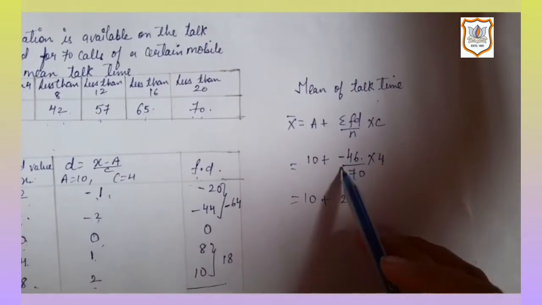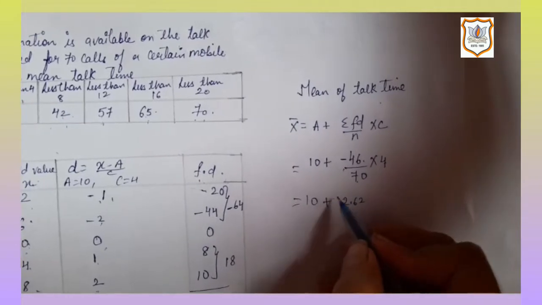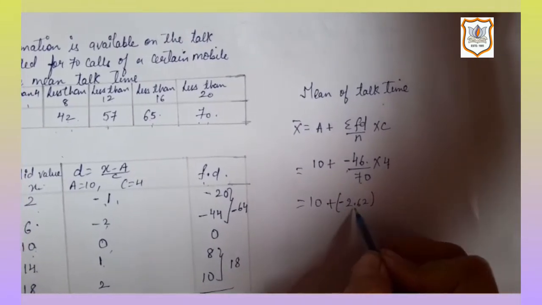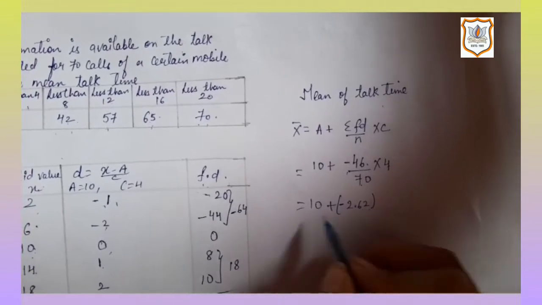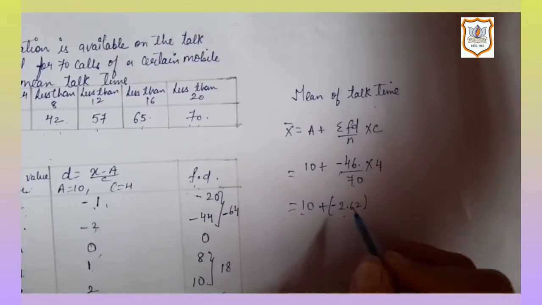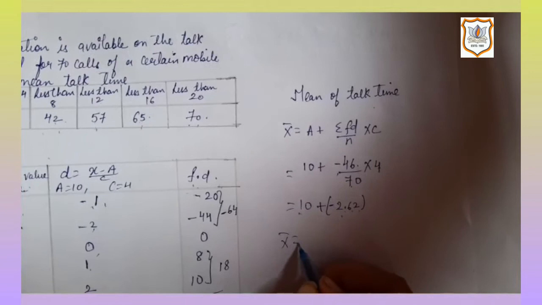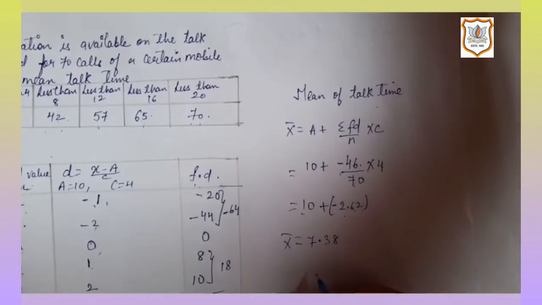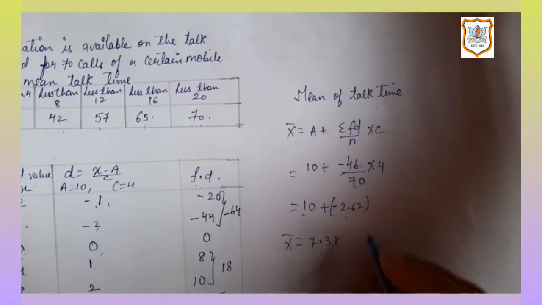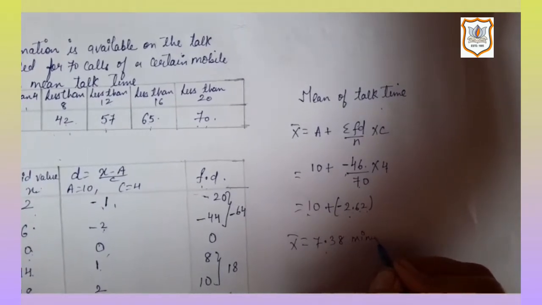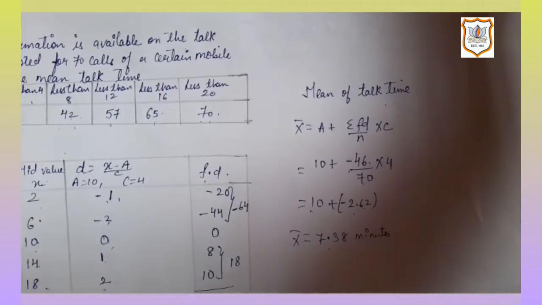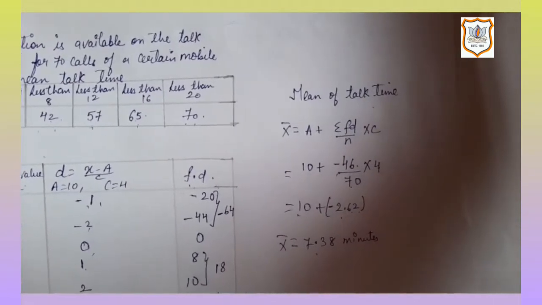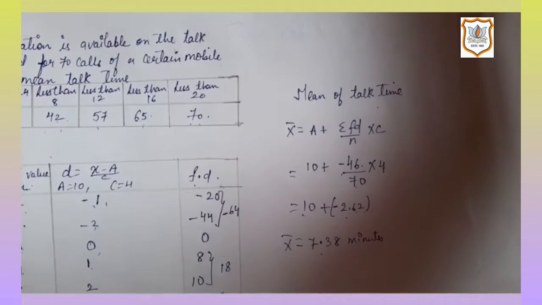As sigma fd is negative, the answer here will also be negative, minus 2.62. So 10 minus 2.62 will give you 7.38. So the mean of the talk time is 7.38 minutes. Here we have finished the sum of the shortcut method. Sum number 5 we have finished.